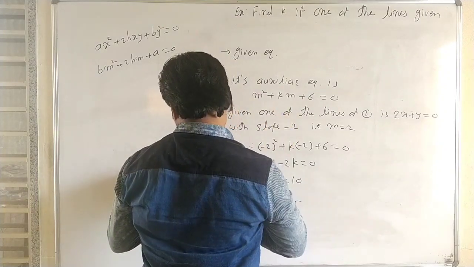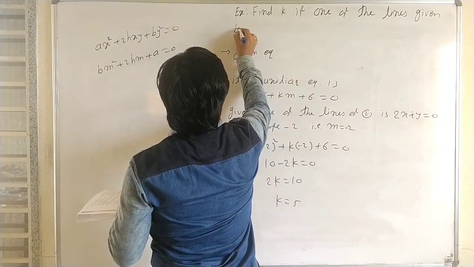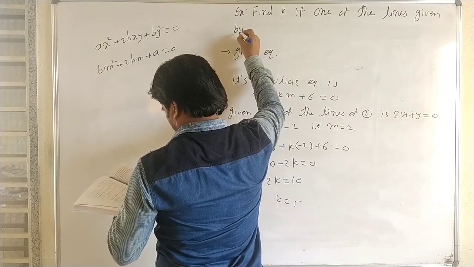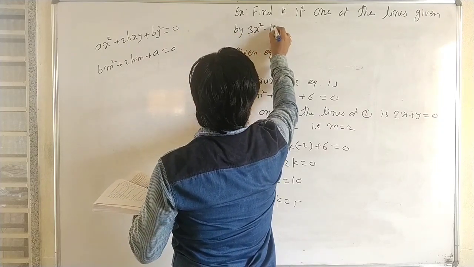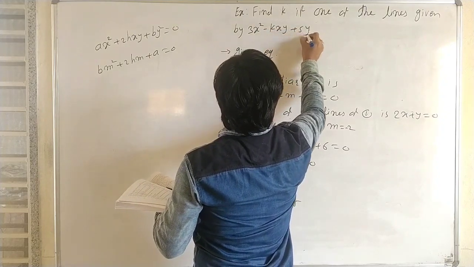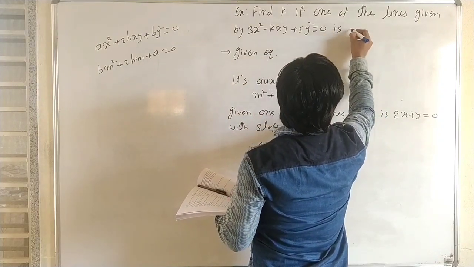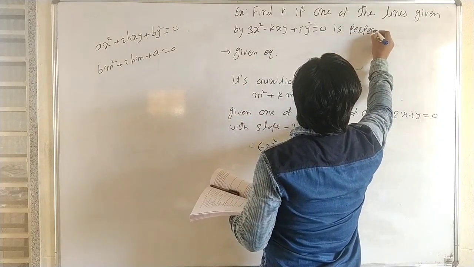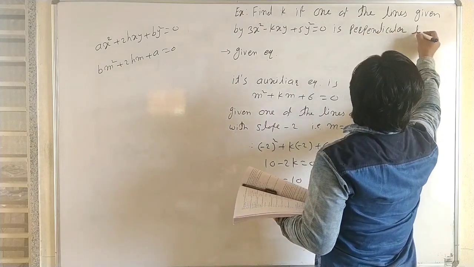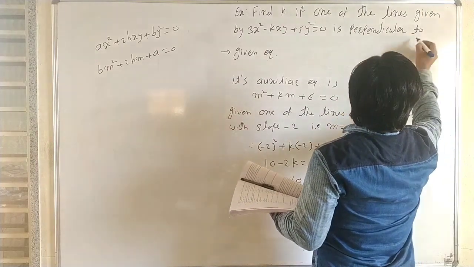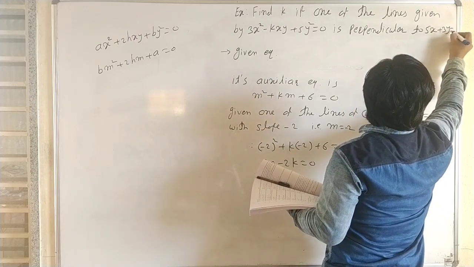Find k if one of the lines given by 3x square minus kxy plus 5y square equal to 0 is perpendicular to 5x plus 3y is equal to 0.